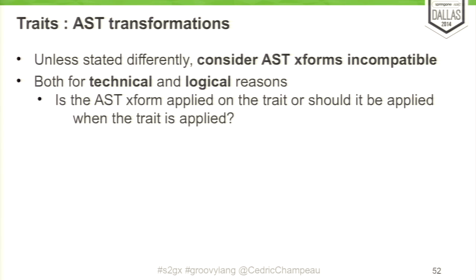In fact, there are multiple reasons for that, both technical reasons and logical reasons. The technical reasons are that there are compilation phases, and if you want a trait which is defined in the same source unit as where you use it, you have difficulties mixing it with AST transforms. And the logical ones is that you never know if you want to apply the AST transformation on the trait itself, or if it will be applied when you apply the trait. And it's a very big difference.